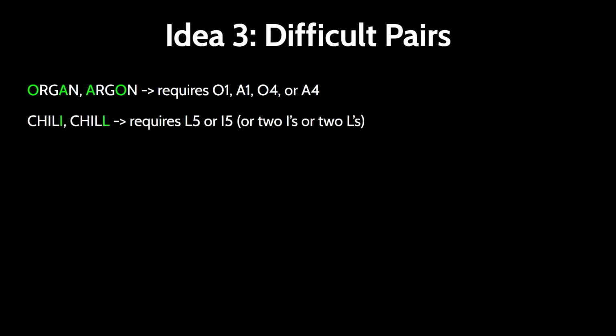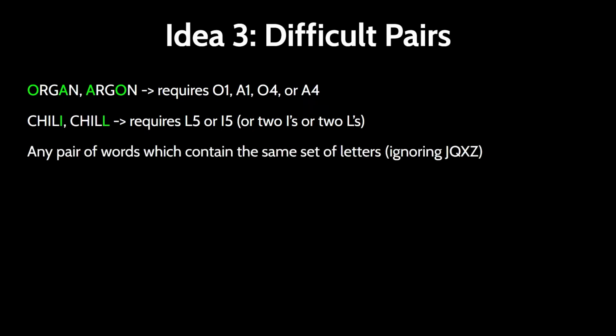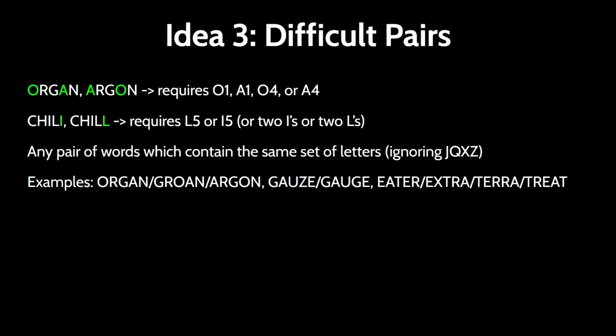We can construct a list of difficult pairs, which are all pairs of words that have the same set of letters when J, Q, X, and Z are removed. For example, the words argon, groan, and organ make 3 difficult pairs, as they are all anagrams of each other. Gauze and gauge both contain the letters A, E, G, and U when the Z is ignored. Eater, extra, terra, and treat all contain A, E, R, and T, with a variety of extra letters.